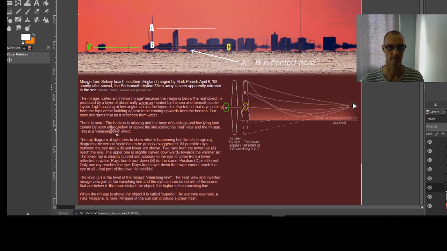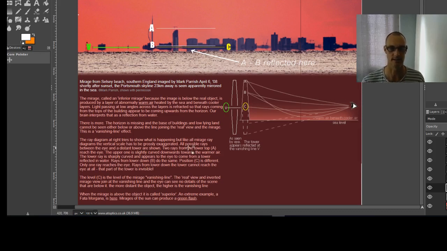There is more. The horizon is missing, and the base of buildings and low-lying land cannot be seen, either below or above the line joining the real view and the mirage. This is a vanishing line effect. Okay, so what we have here is an illustration on the right-hand side, which has its labels, and I've added these colors, the green and the yellow, to show what's happening here.